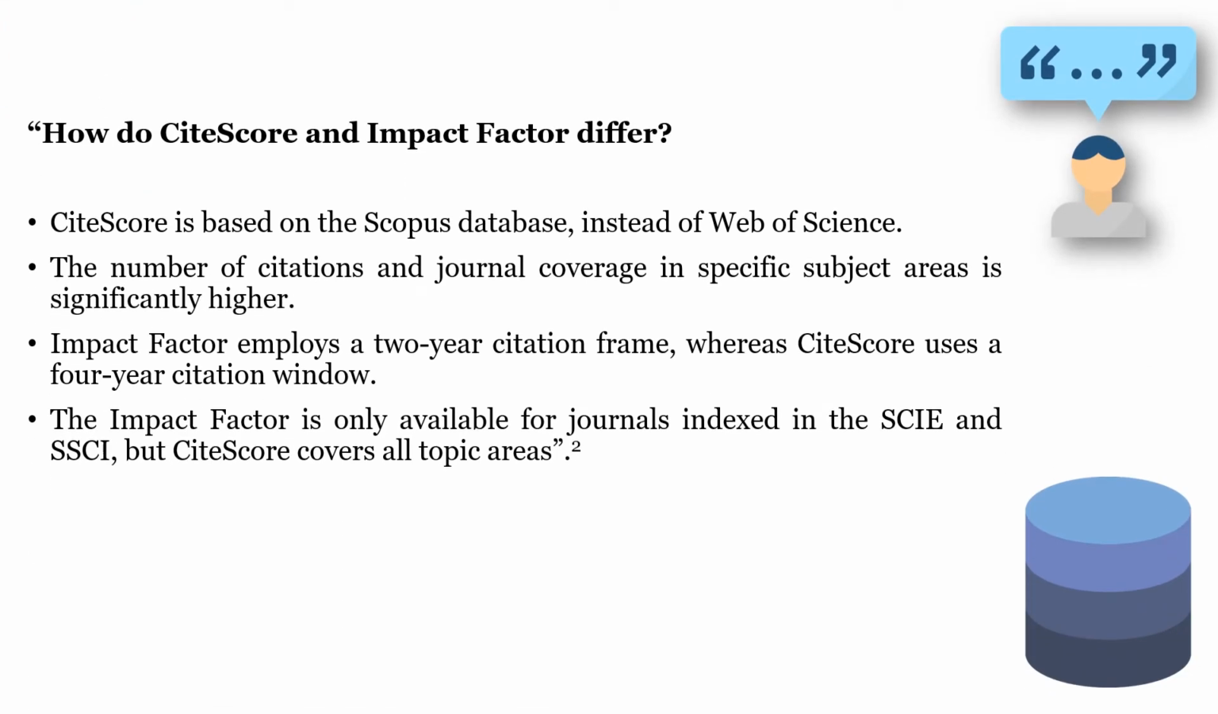Now let's see how the CiteScore and the impact factor differ. CiteScore is based on the Scopus database instead of Web of Science. The number of citations and the journal coverage in a specific subject area is significantly higher. The impact factor employs a 2-year citation frame, whereas the CiteScore uses a 4-year citation window. The impact factor is only available for journals indexed in the SCIE and the SSCI, but the CiteScore covers all the topic areas.